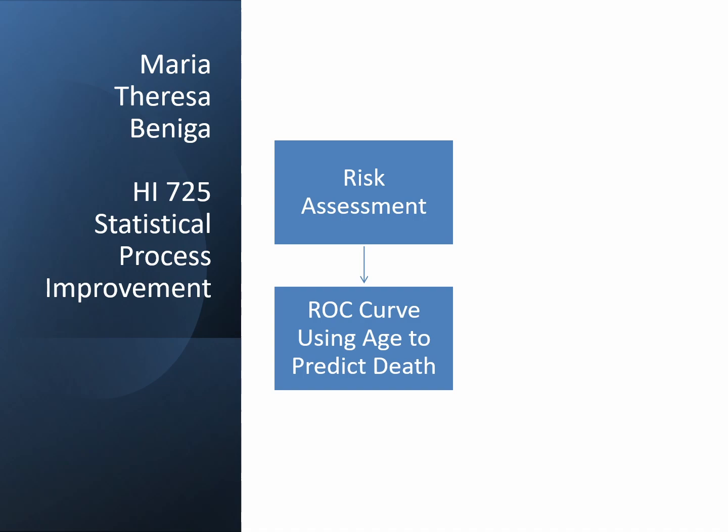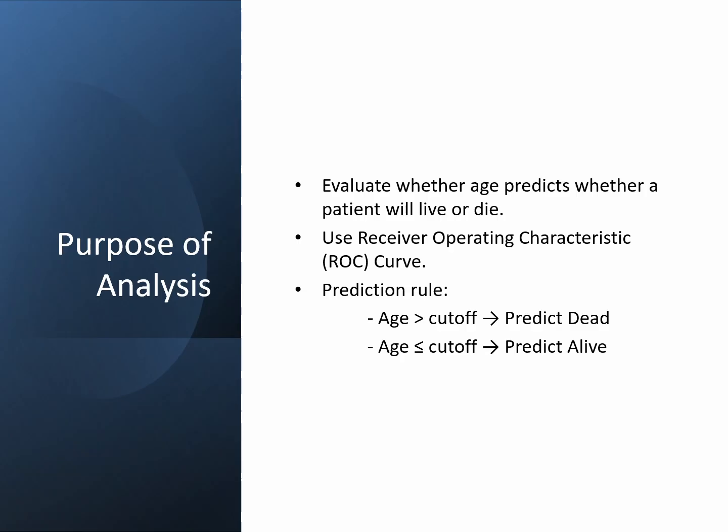This is my TeachOne presentation where I will discuss a risk assessment analysis using a receiver operating characteristic, or ROC, curve. The objective is to determine whether age can predict whether a patient will live or die. So the purpose of this analysis is to evaluate age as a predictor of mortality.